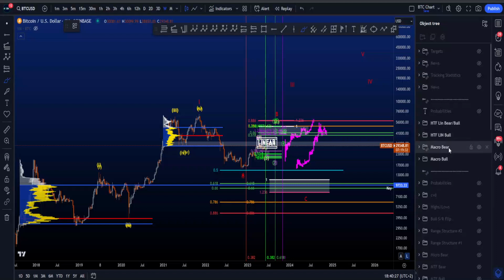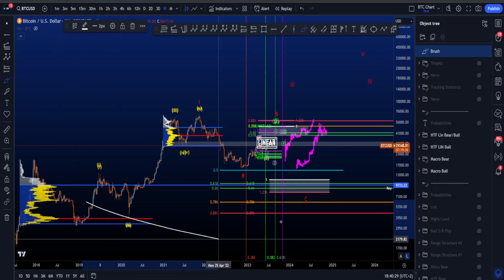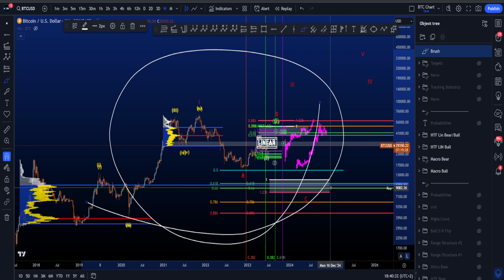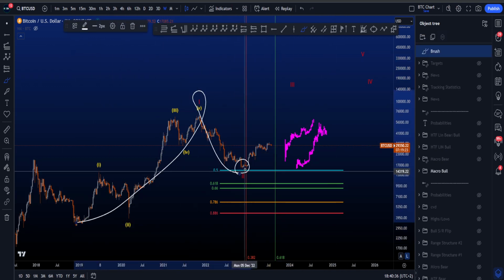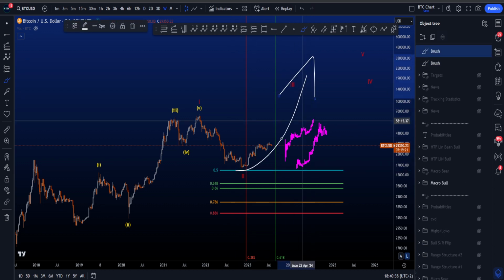Hi everyone, let's go over my macro and high time frame bullish and bearish Elliott Wave scenarios on Bitcoin, starting with the macro bullish scenario where we are looking at a finished wave 1 and a finished wave 2 for now, with continuation to the upside in a wave 3.